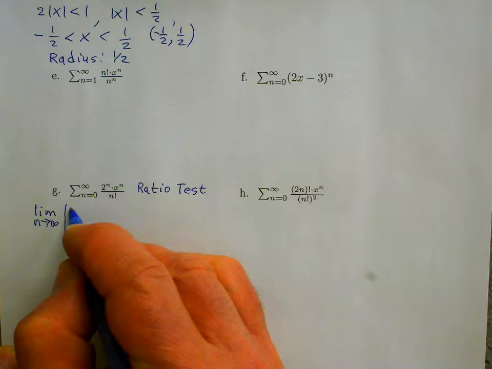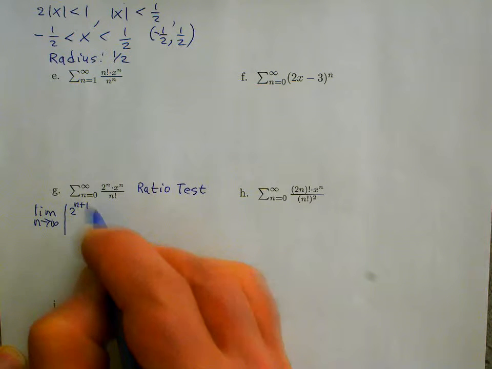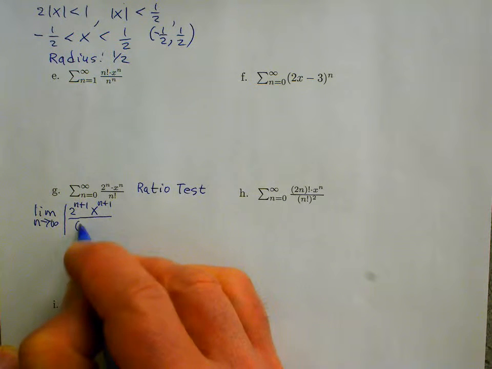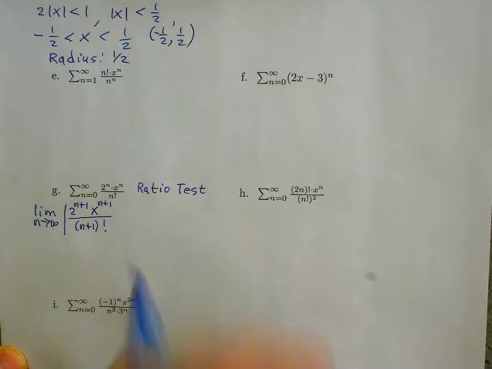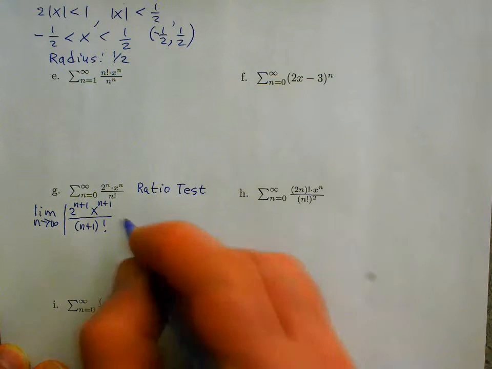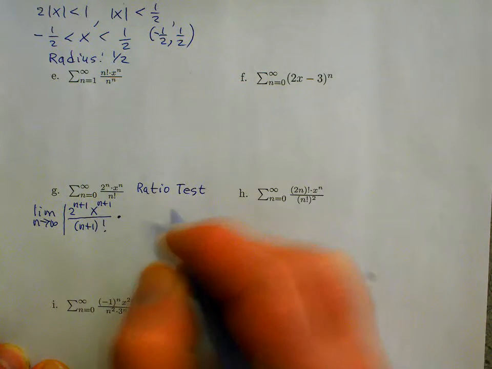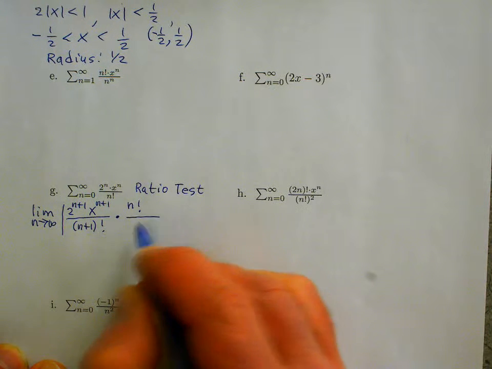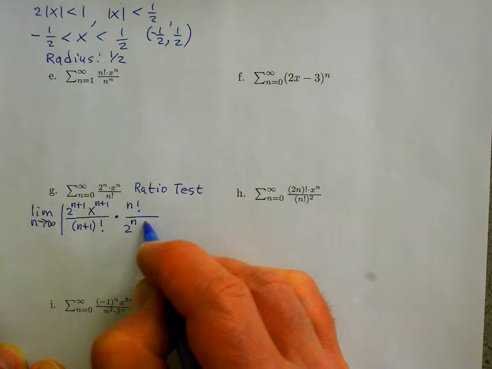So in the numerator, 2 to the n plus 1 times x to the n plus 1 over n plus 1 factorial. And when we divide this by 2 to the n times x to the n over n factorial, it's equivalent to multiplying that by the reciprocal of 2 to the n times x to the n over n factorial. So if we multiply by the reciprocal, we have times n factorial over 2 to the n times x to the n.